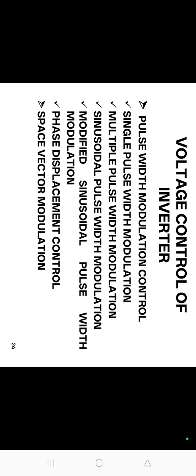Next one is generation of single pulse modulation. The ratio of triangular signal amplitude to square wave signal amplitude is called the modulation index. The width of the pulse can be changed by varying the modulation index. When m is equal to 1, a square wave output is obtained.